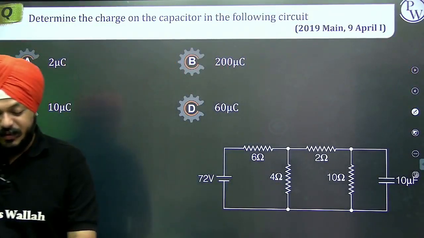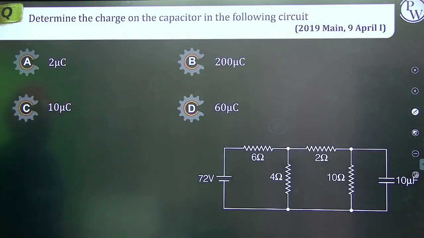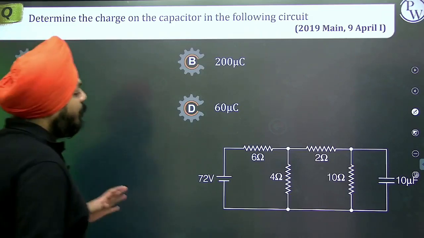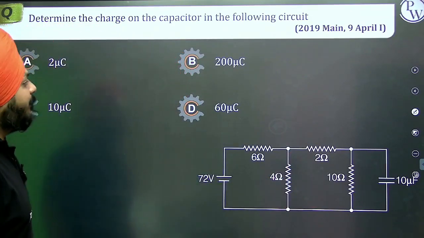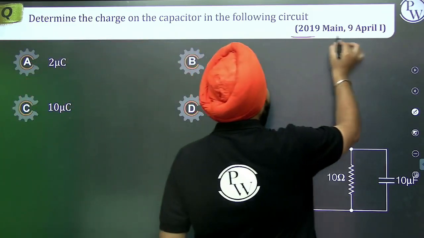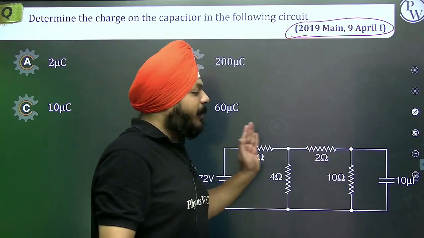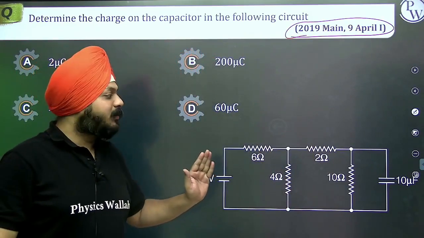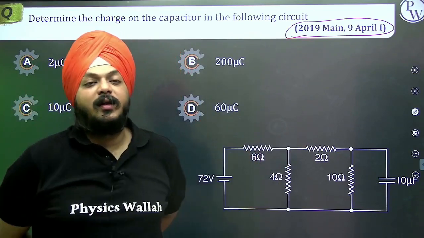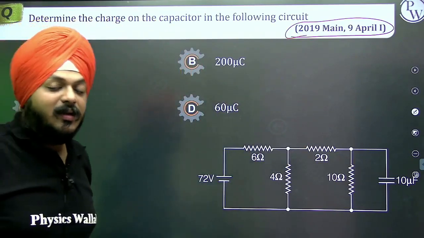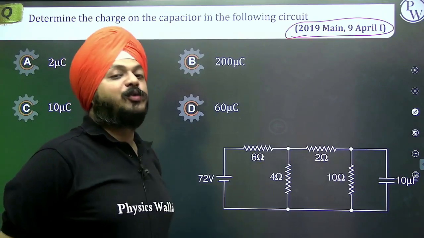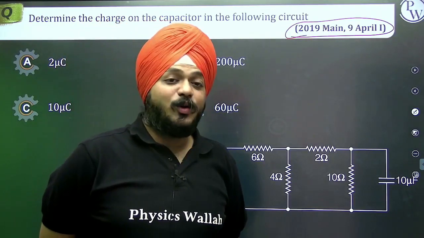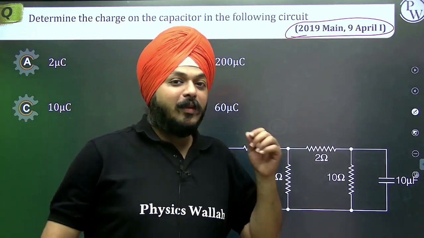Aha, the question of resistance came up. This question we are going to solve by using the potential distribution method. In 2019, on the 9th April, you can solve it by KVL. We did KVL in the last lecture, but today I'm going to give you all a new method, the potential distribution method, that we discussed in capacitors. We solved one or two sums using that method, and we are going to use it in a different manner for this question.